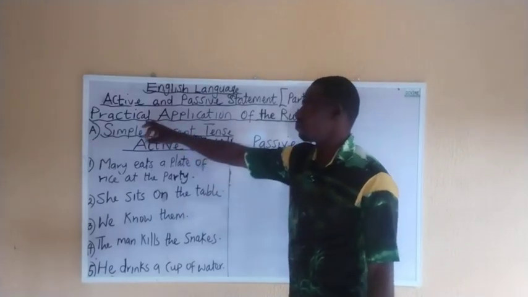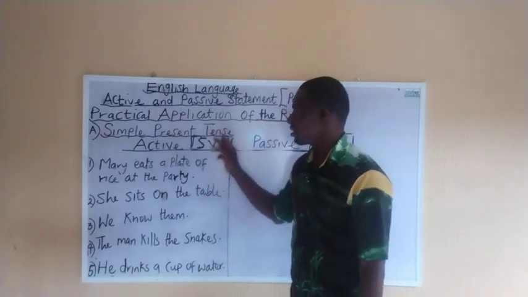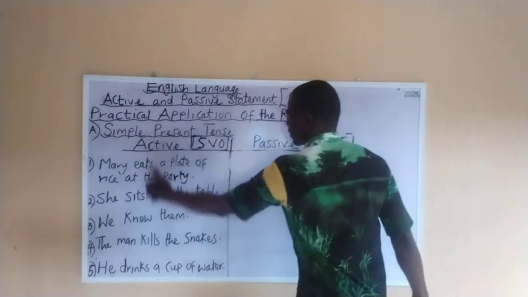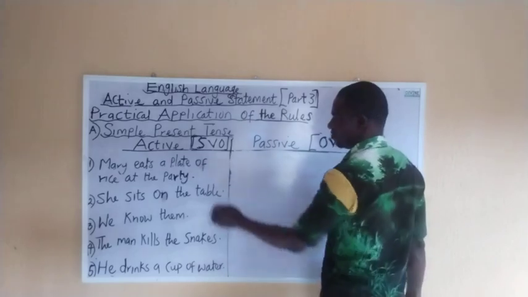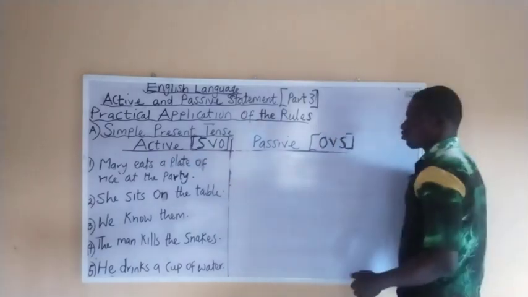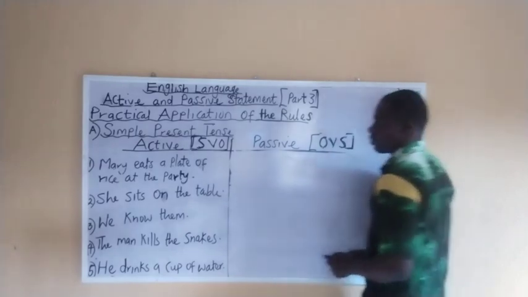We'll be looking at a practical application of the rule. First, we begin with simple present tense. Here we have active statements and we have passive statements. We have the structure for active statement as SVO. We have the structure for passive statement as OVS. Okay, fine. Let's begin with number 1.